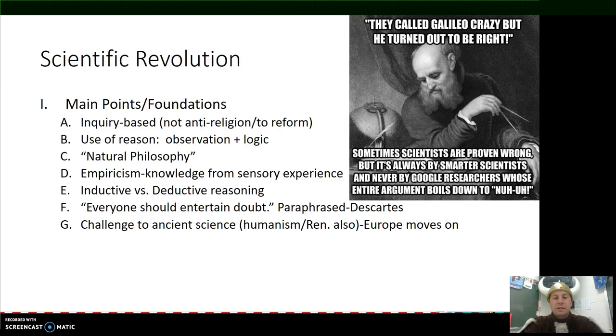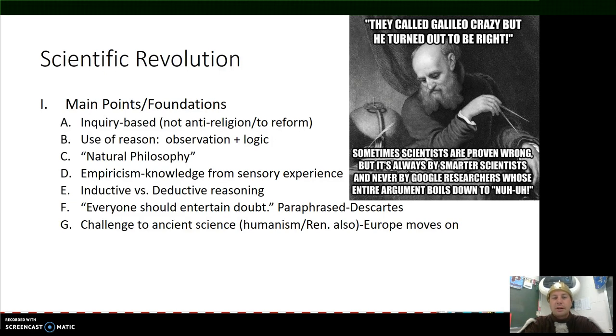We see the use of reason here, but especially based on observations and evidence, and then combining that with logic. And that's something that's a little bit different from previous time periods. It is known as the natural philosophy. So when you hear those terms being used, they're talking about science during this time period. Science fell under the purview of philosophy in general.